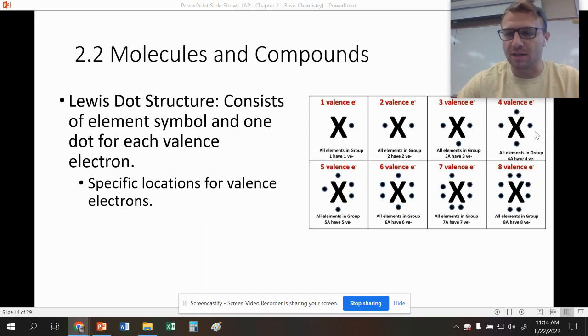Notice how we're kind of separating them up until 5, then we start pairing them. These are paired electrons. These are just single electrons. They're not bonded with anything yet, or not paired with another one. But this is the way we order the valence electrons.